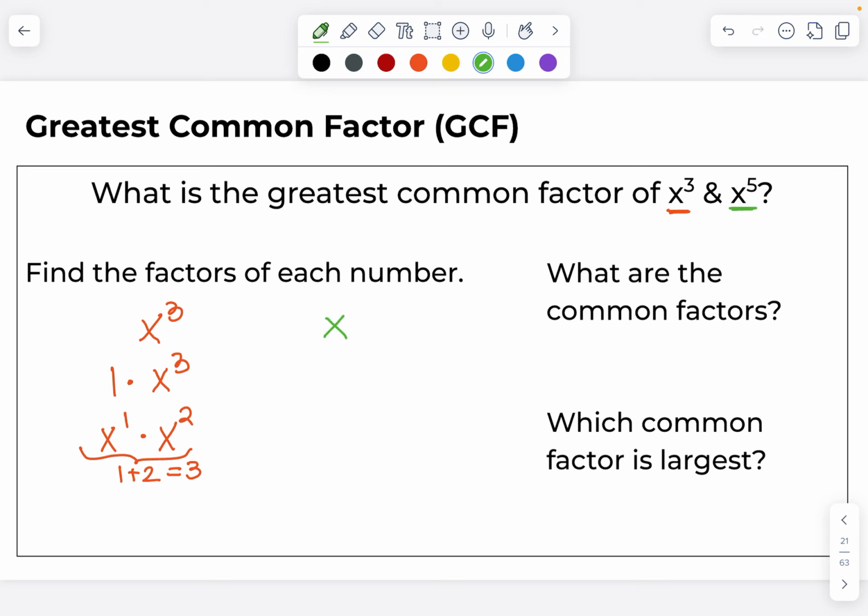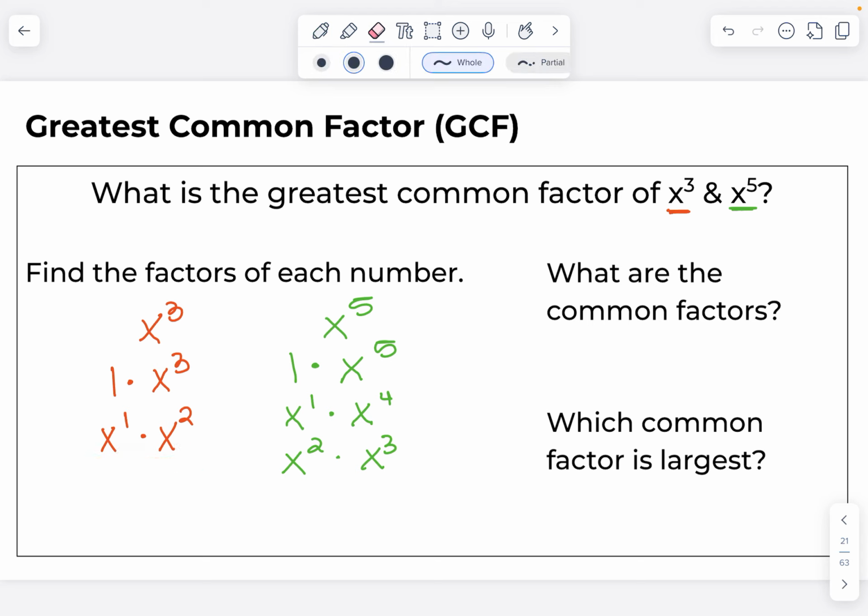So if I think about x to the 5th, I have 1 times x to the 5th. Then I have x to the 1st times x to the 4th, because 1 plus 4 equals 5. And then I have x squared times x cubed, because 2 plus 3 gives me 5. And that is my list of factors for x to the 5th.